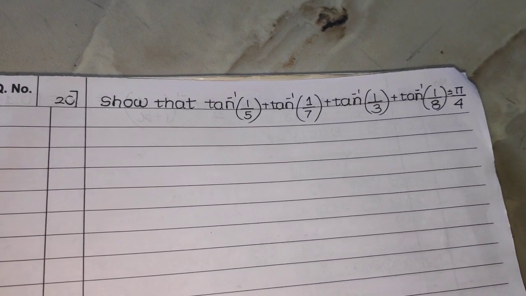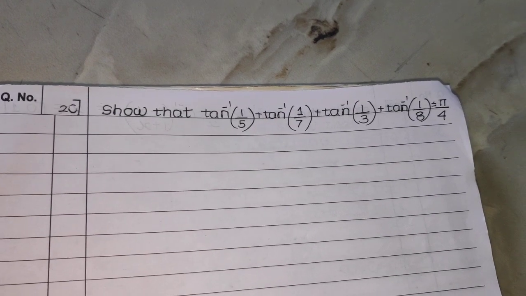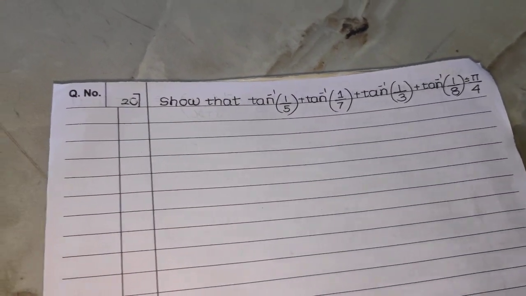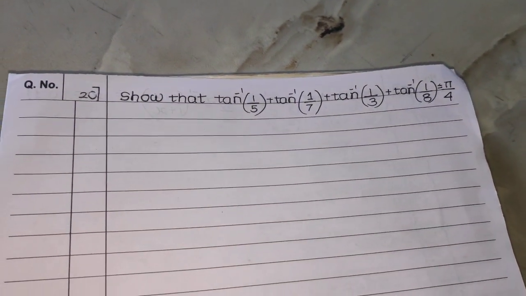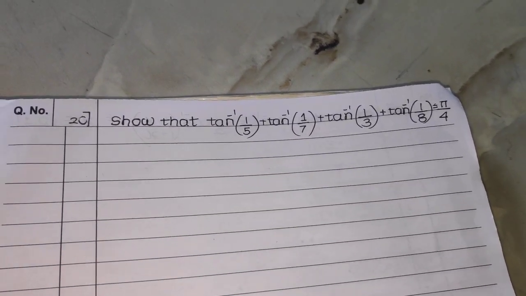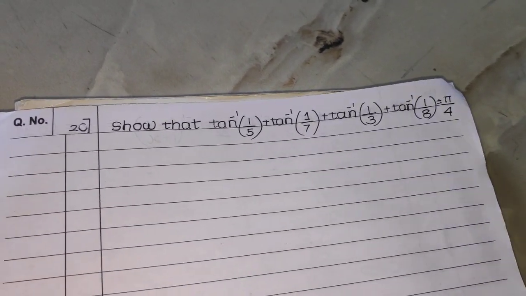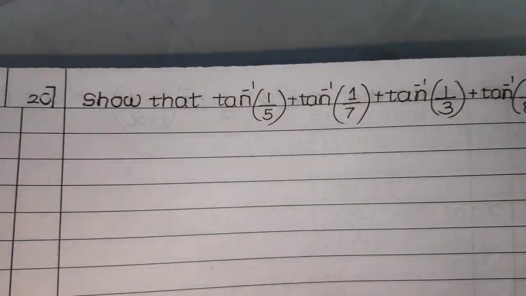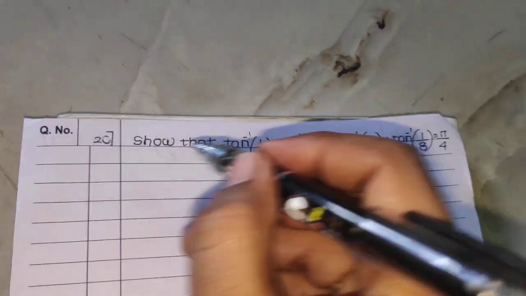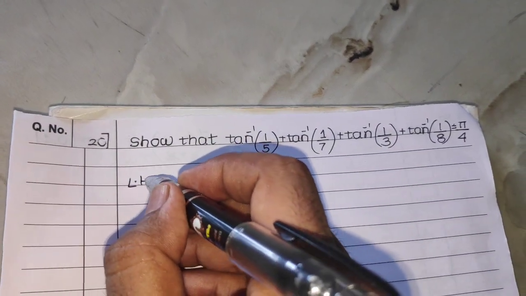So example number 20. Show that tan inverse 1 by 5 plus tan inverse 1 by 7 plus tan inverse 1 by 3 plus tan inverse 1 by 8 equals pi upon 4. So we will start with the left hand side.